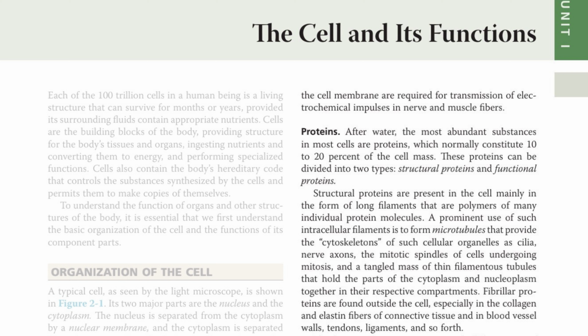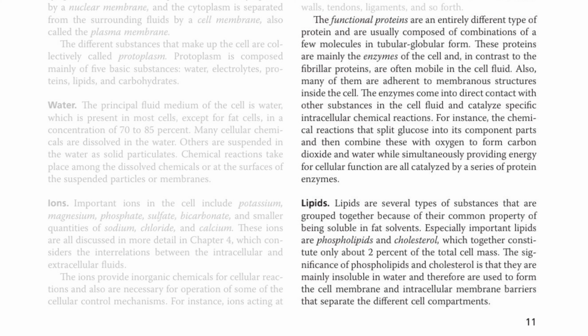Fibrillar proteins are found outside the cell, especially in the collagen and elastin fibers of connective tissue and in blood vessel walls, tendons, ligaments, and so forth. The functional proteins are an entirely different type of protein and are usually composed of combinations of a few molecules in tubular-globular form. These proteins are mainly the enzymes of the cell and, in contrast to the fibrillar proteins, are often mobile in the cell fluid. Also, many of them are adherent to membranous structures inside the cell.